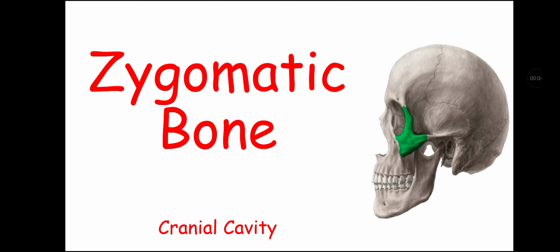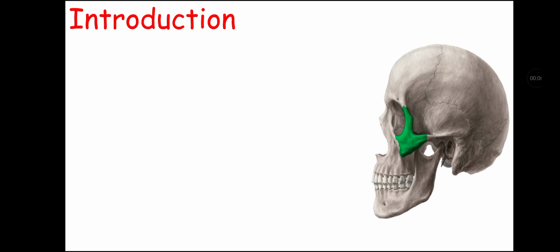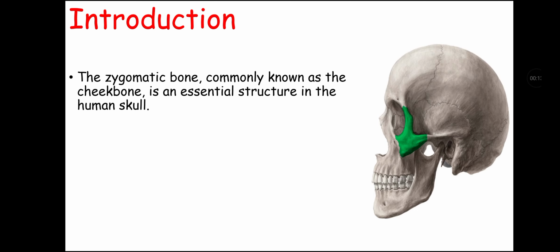Today we are going to talk about zygomatic bone. We will start our topic with introduction, and here you can see the diagram of the skull. The green portion is zygomatic bone. Zygomatic bone, that is commonly known as cheekbone, is an essential structure in the human skull.